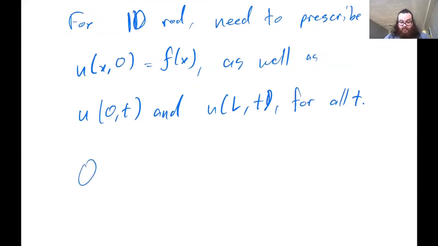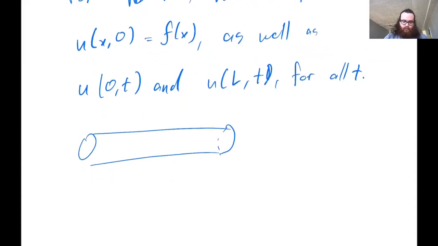And so in practice, these may not necessarily be just the values of the temperature at the endpoints. We can also prescribe the flux of the temperature at the endpoints and some combination of those, which I'll get into in a little bit. But here, let me make this a little more concrete. So here's our rod, x equals 0, x equals L. And it's a line segment between the two.